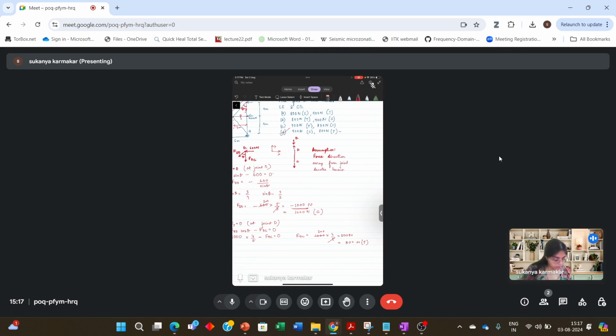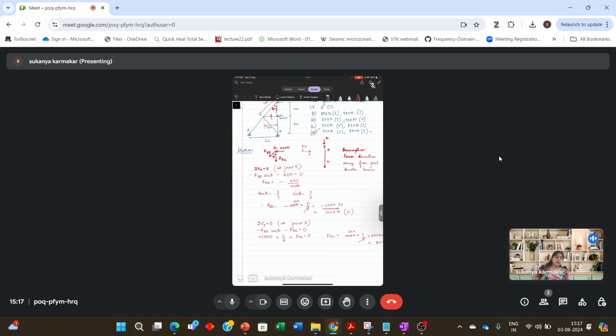Let's find out the other member as well. Other member in the sense the force in the member CE. So for the force in the member CE, what will you do? You'll use the method of joints. Basically writing down the equilibrium equation at a joint means use of the method of joints. Basically, we have two methods. So what I'm using here is the method of joints.